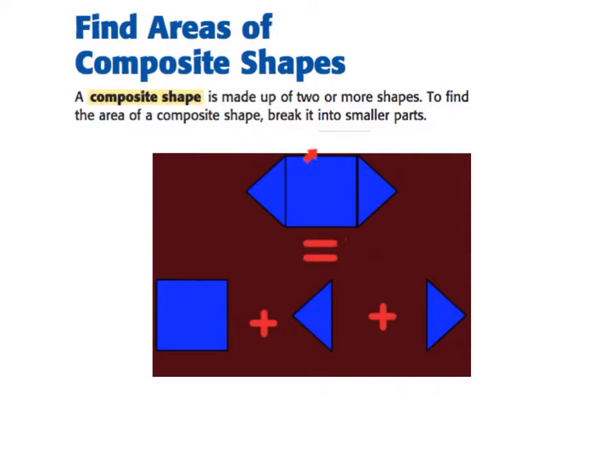So this picture that's right here, they've drawn lines in the center, and that then created a square and then two triangles. So those three shapes would be easy to find the area of, and then like it says, we can add them together to get the full area of the composite shape.